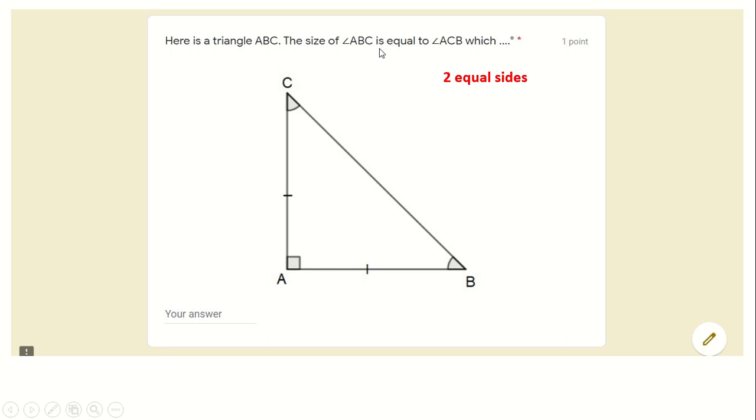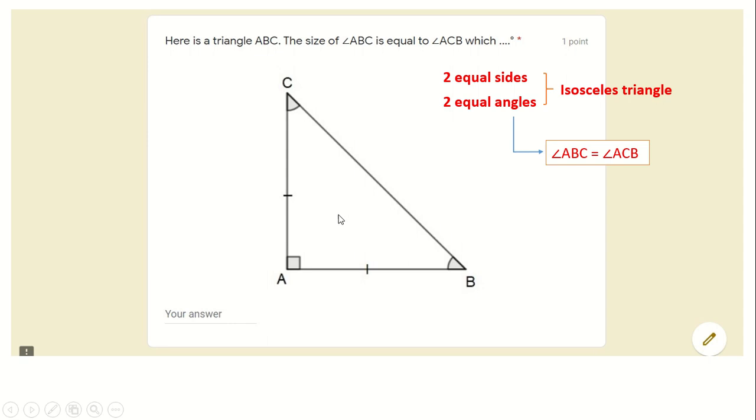Angle ABC equals angle ACB. So angle ABC, this one, equals angle ACB, this one. So we have this angle and this angle are equal, so we have two equal angles, which is ABC equals ACB. From this information, two equal sides, two equal angles, it makes an isosceles triangle.